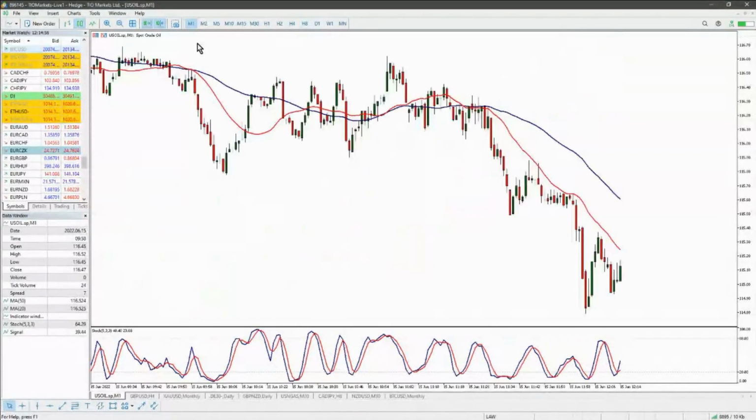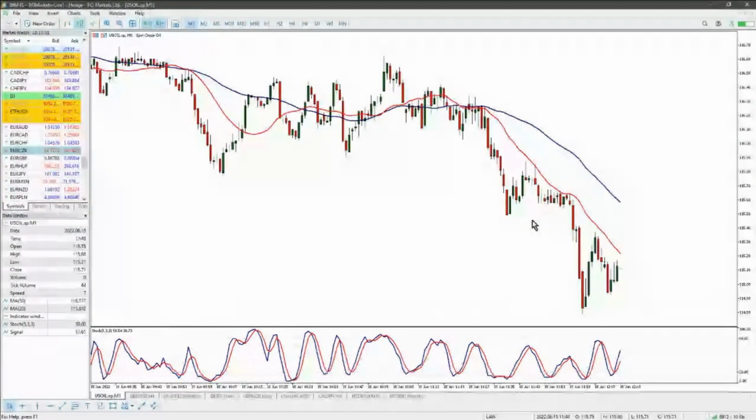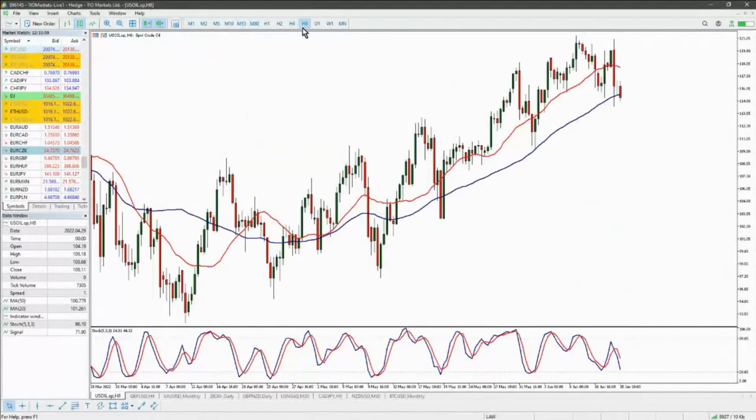I mean, if you go to a 1 minute chart, you might actually see a downtrend, and then you just want to trade down because of that downtrend. But if you go to the 8-hour chart, you can actually see that the market is very close to a support.